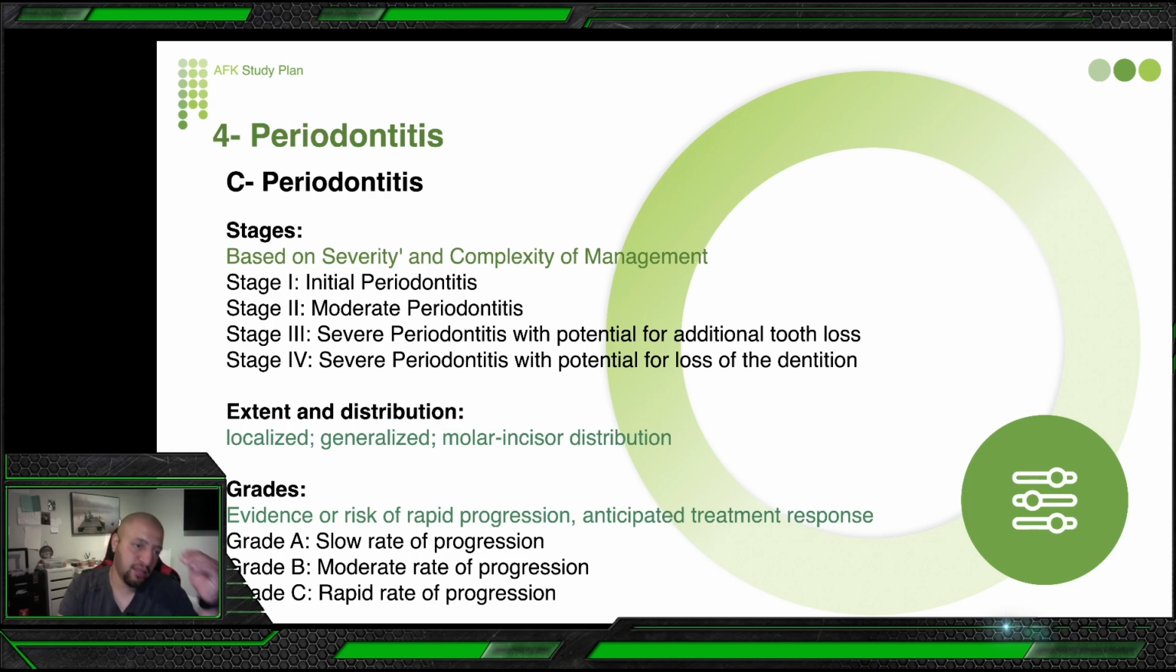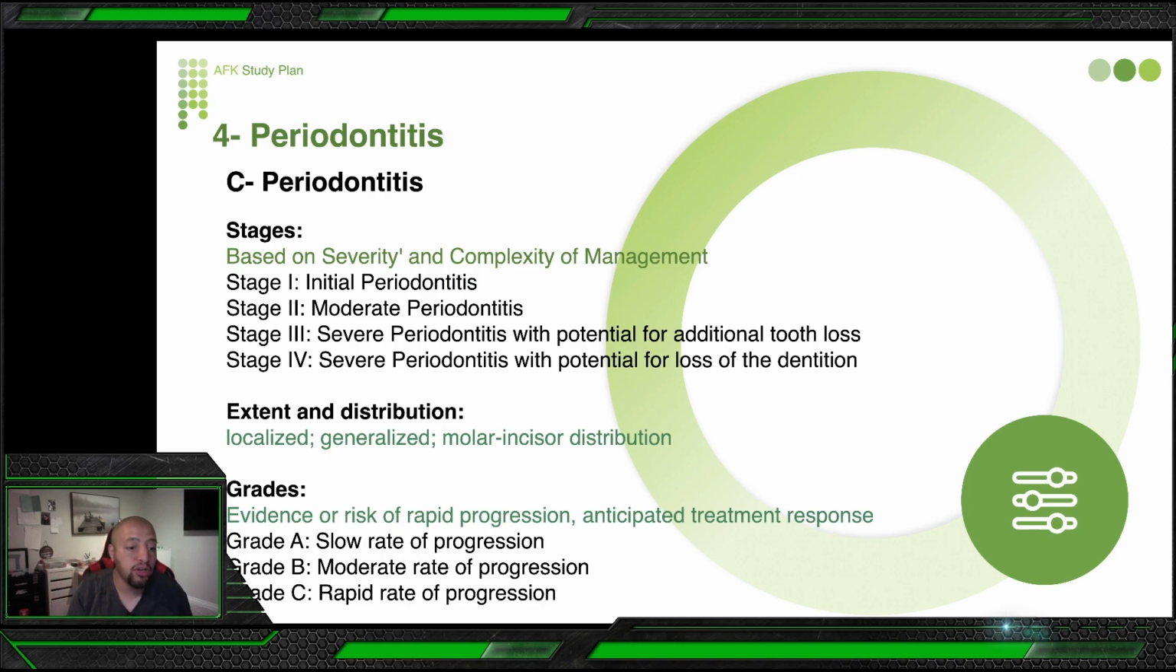With that said, let's now speak about periodontitis staging and grading. Staging will address the severity and complexity of the management. For staging, stage 1 would be initial, stage 2 moderate, stage 3 severe, and stage 4 severe with a potential loss of dentition. Then we say it's localized, generalized, or molar incisor. Molar incisor used to be called something different, and I'm going to speak about it now.